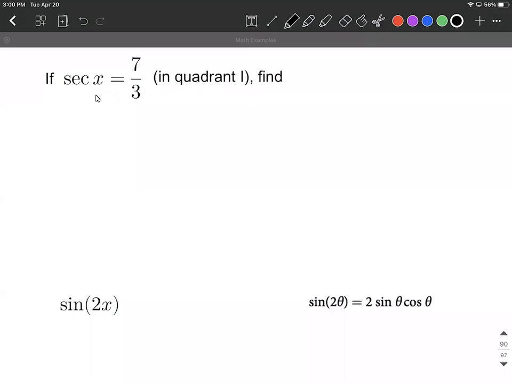In this example, we're given secant of x is 7 divided by 3, and that x is in quadrant 1, and we're tasked with finding the double angle formula sine of 2x. Well, I've listed out the double angle formula down here on the bottom right.